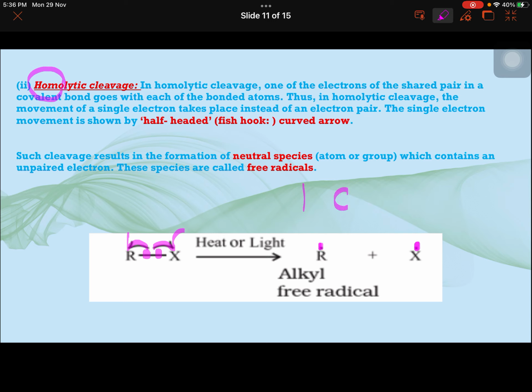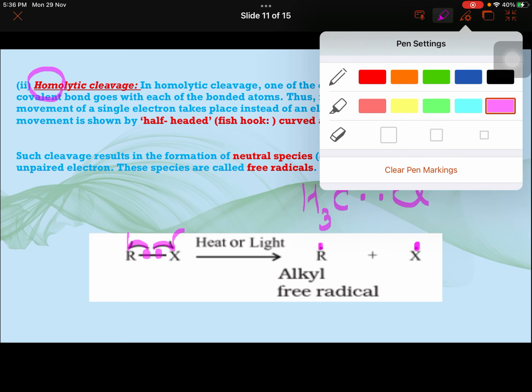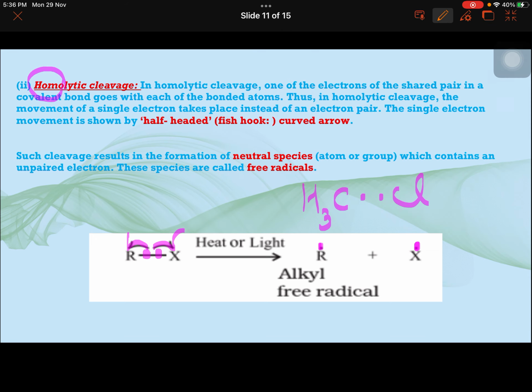Like, take an example, you have CH3Cl. They have shared one electron each. Now, when the bond breaks, this will take away its electron, half arrow, this will take away its electron. This happens in the presence of light. So, it will be giving you CH3 dot plus Cl dot. Now, this dot is its own electron which it had shared earlier. Now, in the presence of light, it has broken. Homolytic fission has taken place.